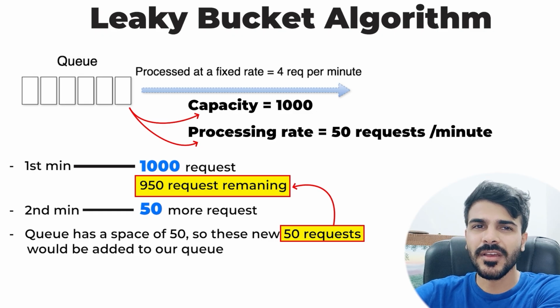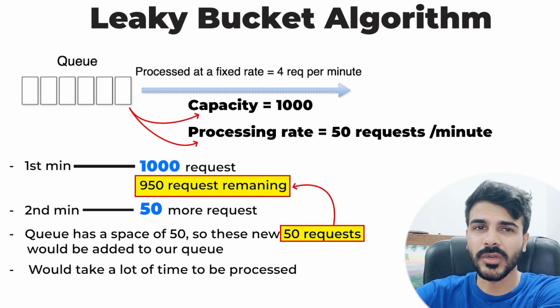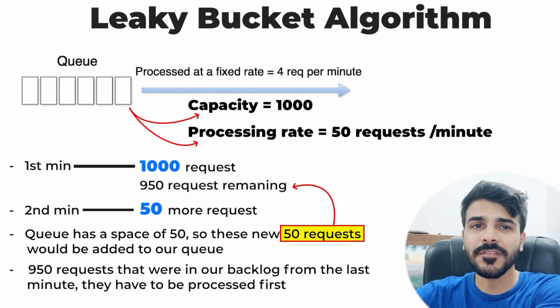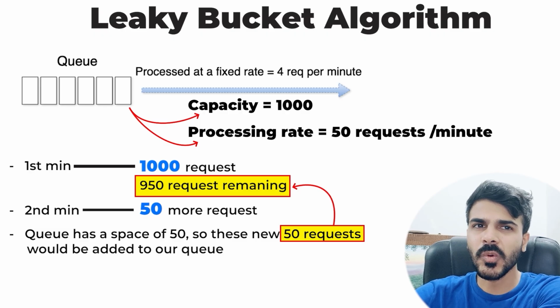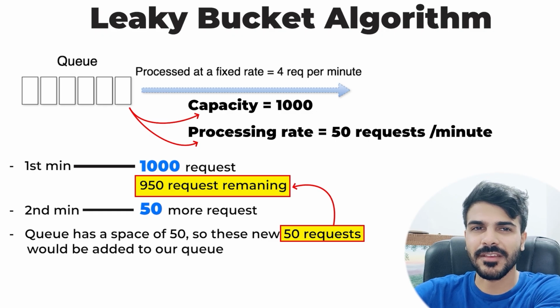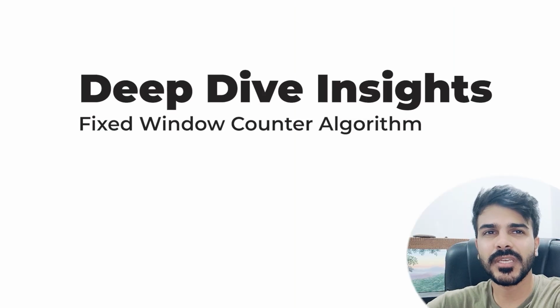So all these 50 new requests that we got in the second minute would take a lot of time to be processed because the 950 requests that were in our backlog from the last minute have to be processed first. So the incoming new requests could be delayed because we have this queue which is effectively acting as a backlog. Let's now move to the fixed window counter algorithm.